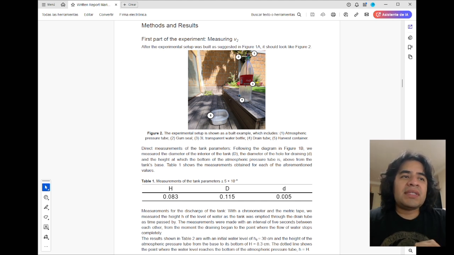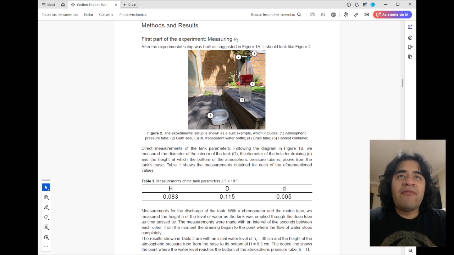The distance h, which is taken from the atmospheric pressure tube to the drain tube, the diameter d of the water bottle, and also the diameter of the drain tube. These measurements are seen in table number 1.